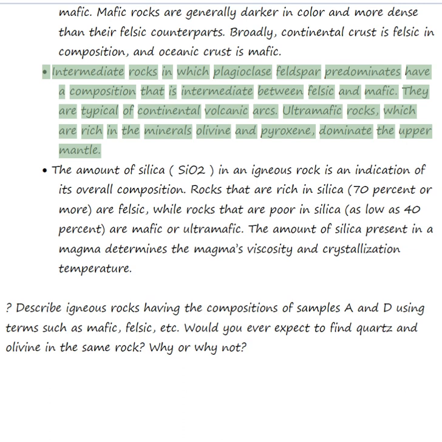Intermediate rocks in which plagioclase feldspar predominates have a composition that is intermediate between felsic and mafic. They are typical of continental volcanic arcs. Ultramafic rocks, which are rich in the minerals olivine and pyroxene, dominate the upper mantle.